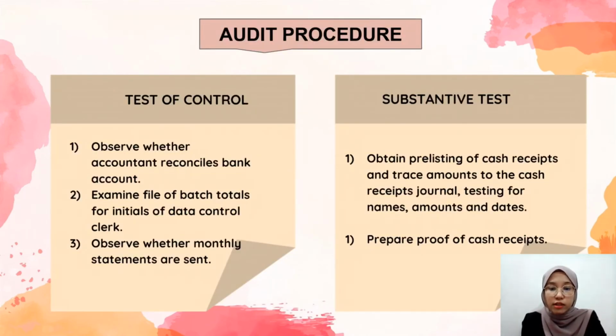Audit procedure consists of two, which are test of control and substantive test. Test of control has three steps. Firstly, observe whether accountant reconciles bank account, then examine file of batch totals for initials of data control clerk. Lastly, observe whether monthly statements are sent. For substantive tests, the first one, obtain pre-listing of cash receipts and trace amounts to the cash receipt journals, testing for names, amounts, and dates. The second one, prepare proof of cash receipts.